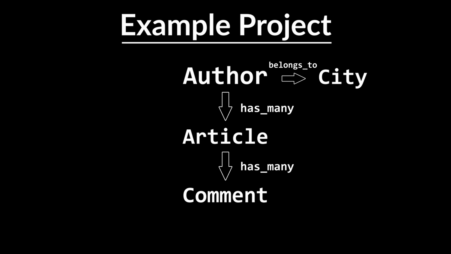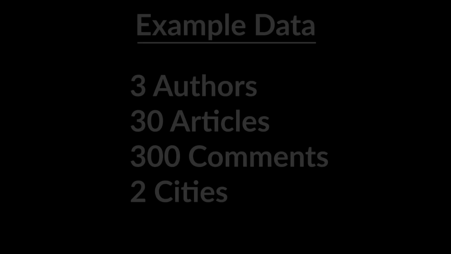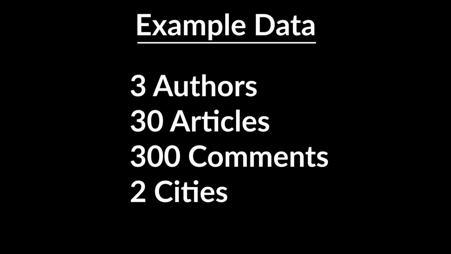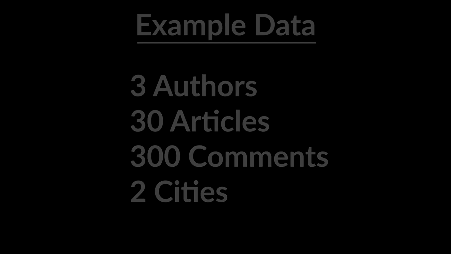In this example, I have a model called author. Authors have many articles, and articles have many comments. Authors also belong to a city. I have generated some example data. There are 3 authors. Each author has 10 articles, and each article has 10 comments, for a total of 300 comments. The authors also each belong to one of 2 different cities.